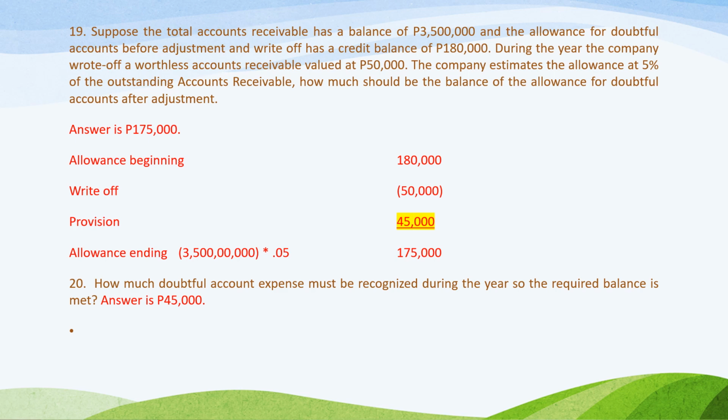Whereas in number 19, the answer is 175,000 because the question is how much should be the balance of the allowance for doubtful accounts after adjustment. Okay, next.